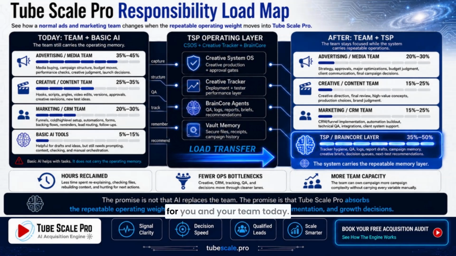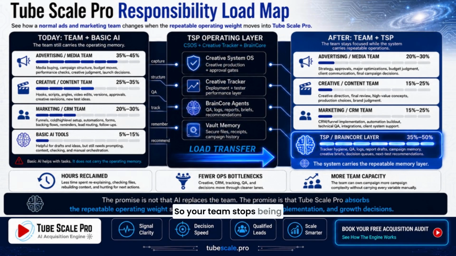So, here's what that means for you and your team. Today, your people carry too much of the operating weight inside their heads. They re-explain the offer, they rebuild context, they hunt for the next move, they remember what changed, what failed, what was approved, and what should happen next. TubeScale Pro absorbs the repeatable part of that weight.